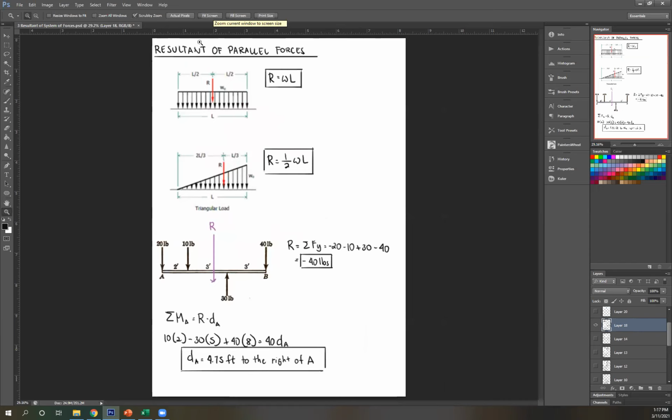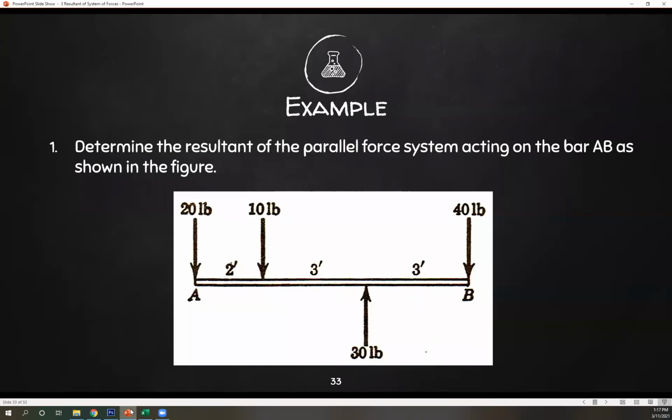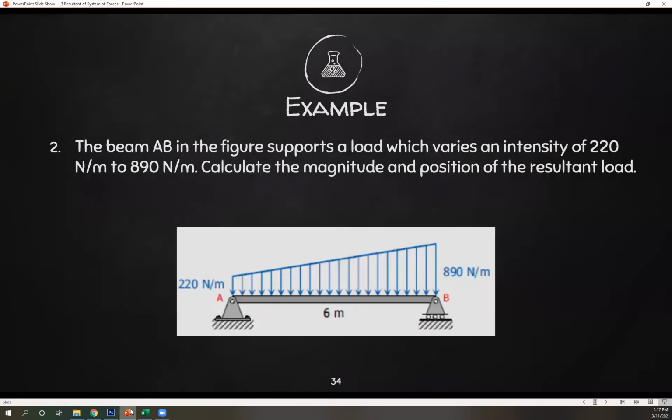That is number 1. Any questions with number 1? Okay, great. Let's solve a few more before your seat work.